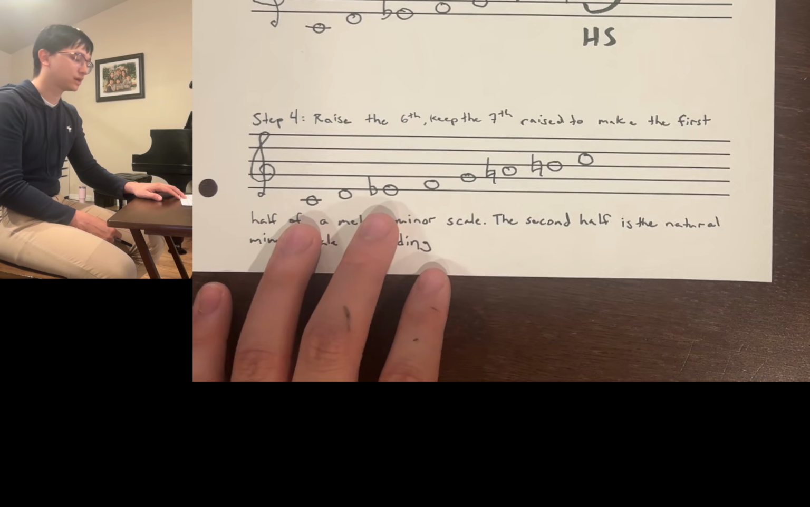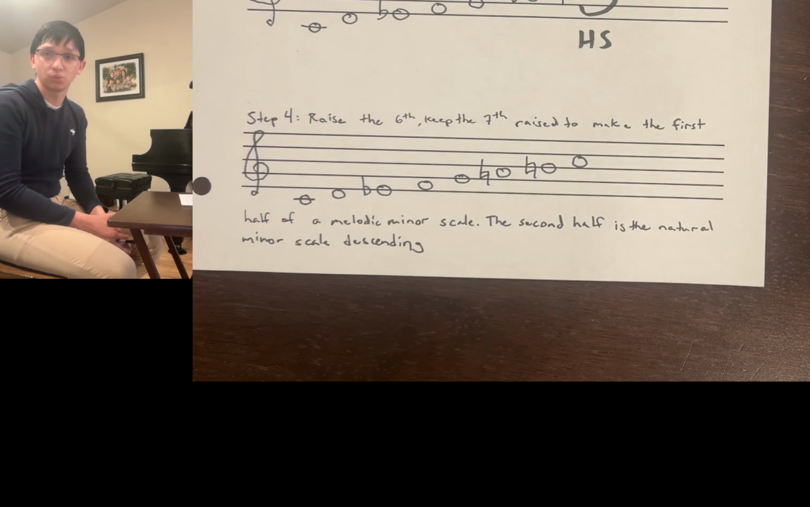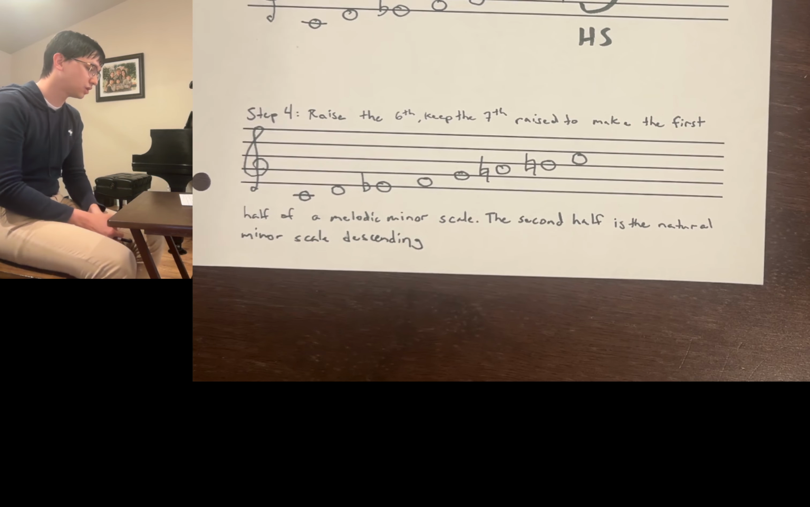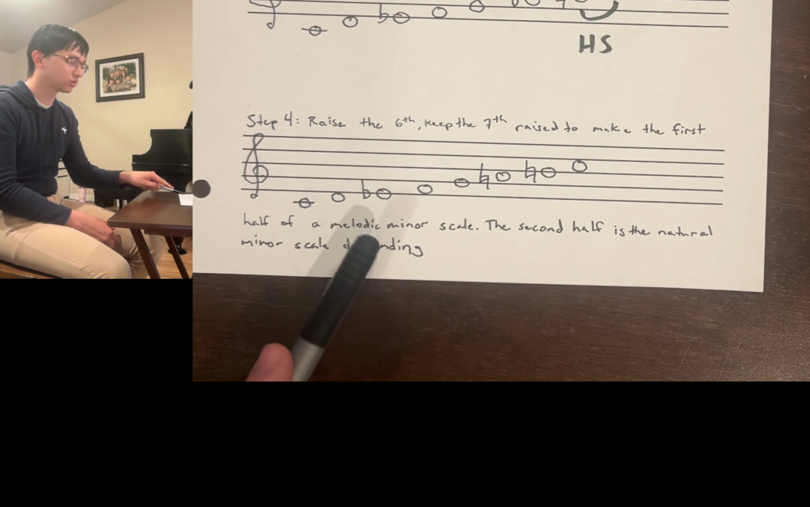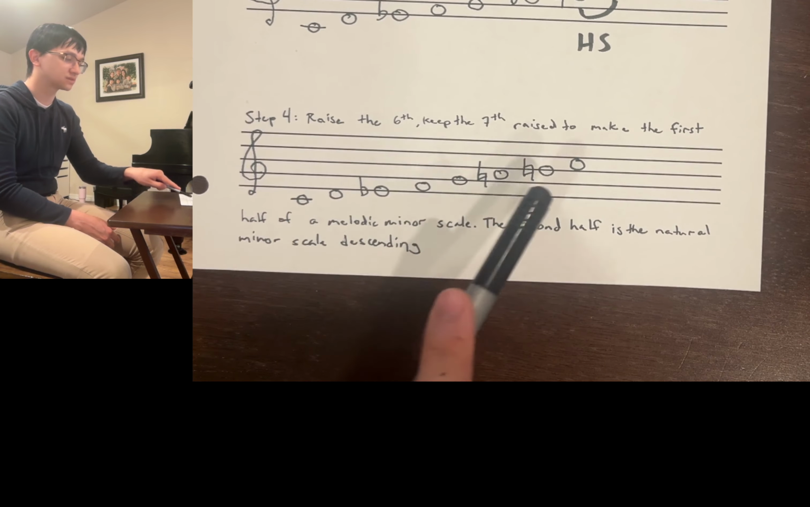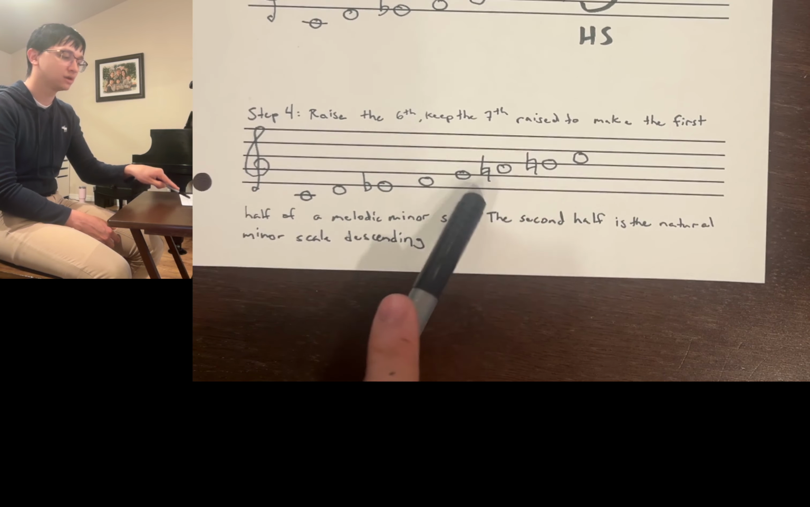Now, on the next one, we have step four, where we'll teach you how to do the melodic minor scale. The rule for the melodic minor scale is that when you go up, you raise the sixth and the seventh. So you'll notice that here the E is still flat, but the sixth and seventh notes, the A and the B, are natural.